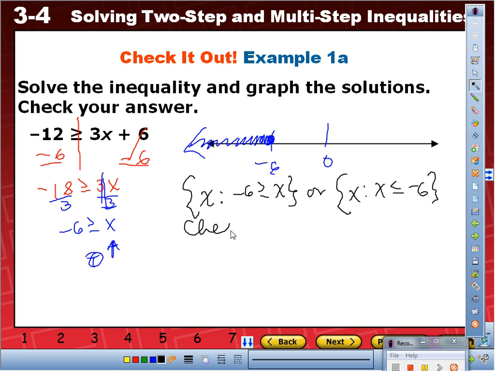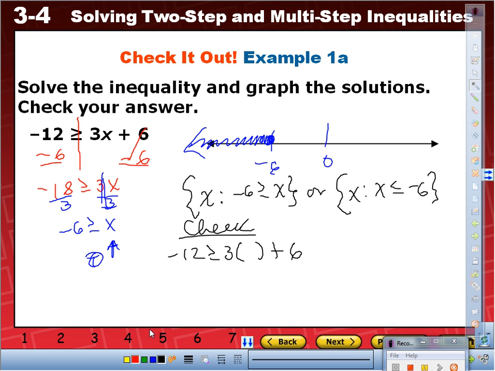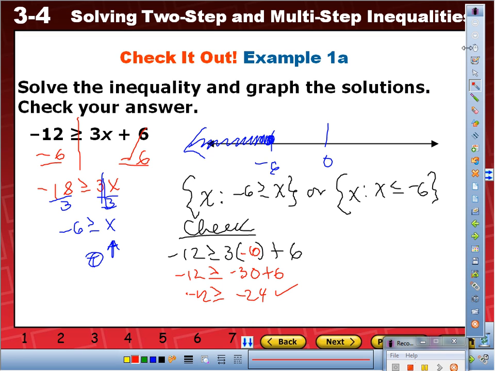All right, let's check. We write negative 12 greater than or equal to 3 parentheses plus 6. An easy number from that solution set: negative 10. This becomes negative 30 plus 6. Negative 30 plus 6, that's negative 24. Is negative 12 greater than or equal to negative 24? Yes. And we're done. Let's do another one. Here we go. Copy this one down, please.